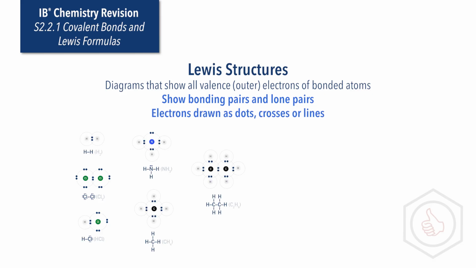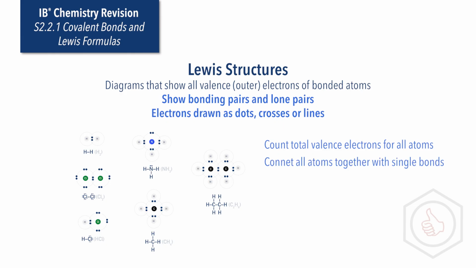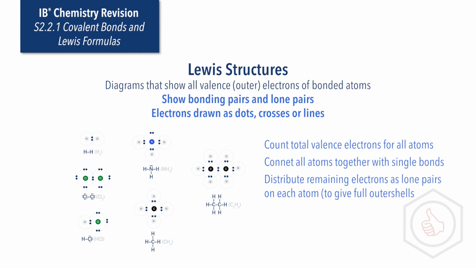To draw a Lewis structure, we first count the total valence electrons around each atom. We then connect the atoms together with single bonds. Remember, one shared pair equals 2 electrons. We then distribute the remaining electrons available to complete the octets for each atom, so make sure each atom has 8 electrons on its outer shell. And then we can use double or triple bonds if needed to satisfy the octet rule for each atom.